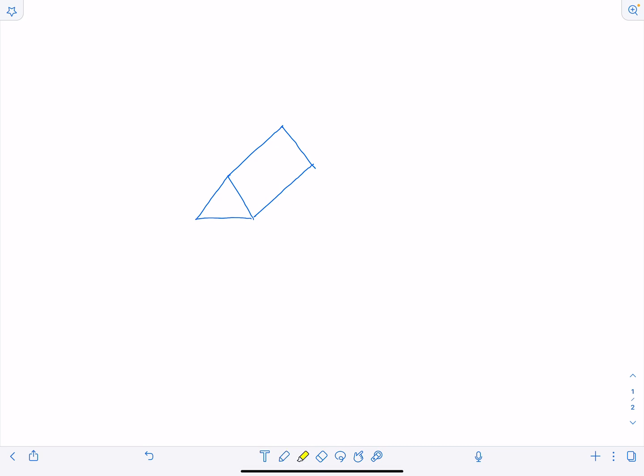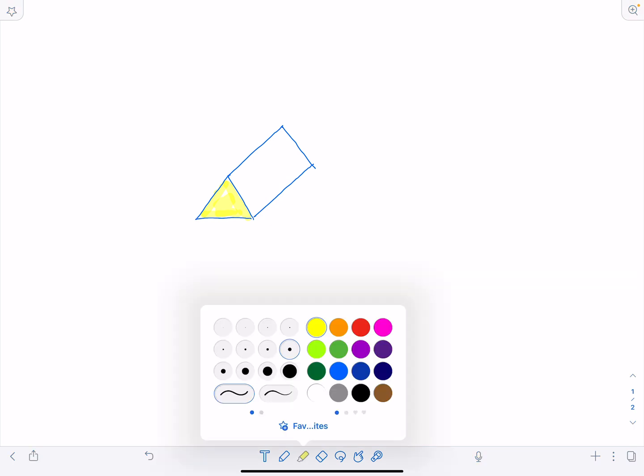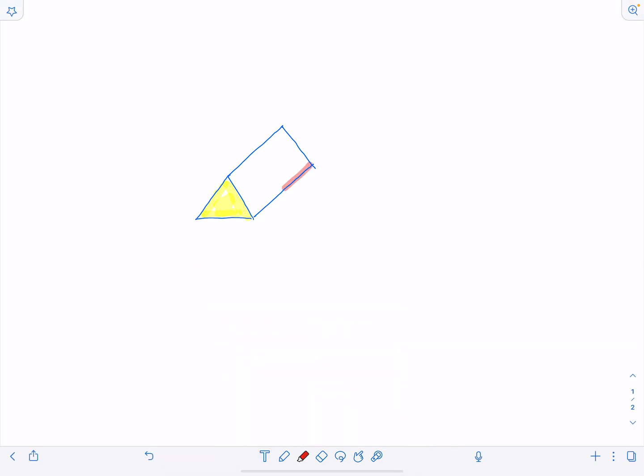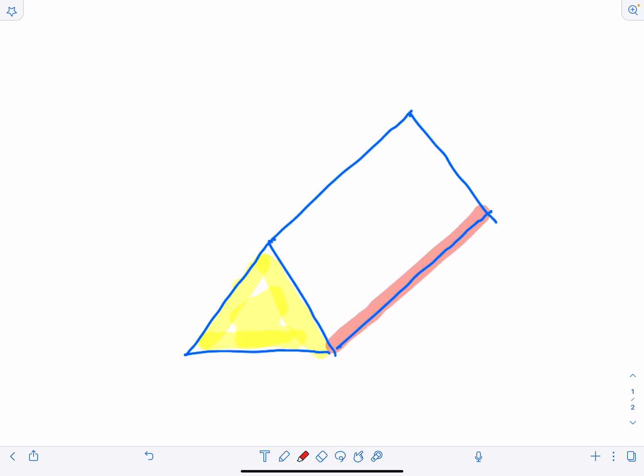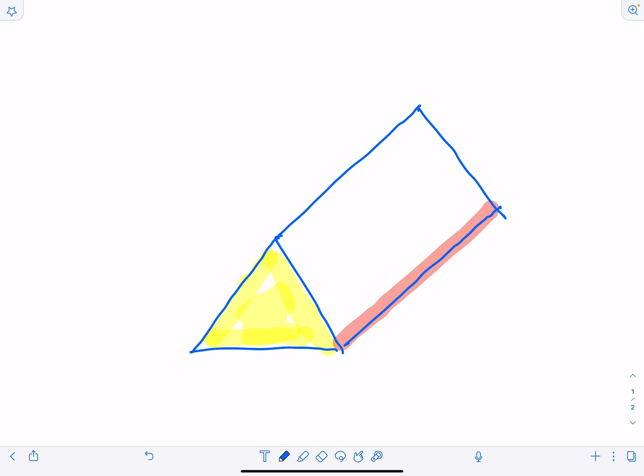All right, so what we need to do to calculate the volume is find the area of that, I normally call it the base. And then once we've got that area of the base, we're going to multiply it by how deep that prism is. So let's just have a look at how to calculate the volume of the base.